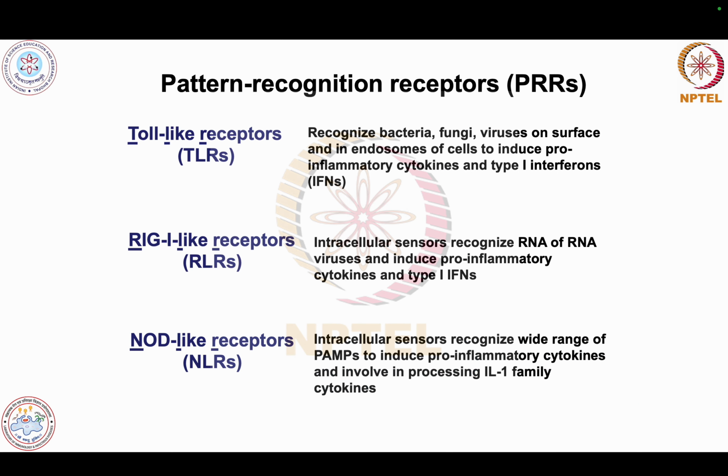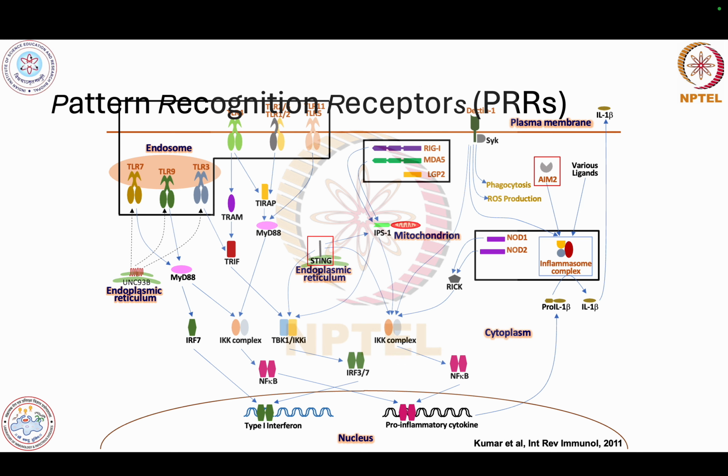So pattern recognition receptors, or TLRs. Pattern recognition receptors are toll-like receptors, RIG1-like receptors, and NOD-like receptors. Toll-like receptors recognize bacteria, fungi, viruses on surfaces and in endosomes of cells to induce pro-inflammatory cytokines and type 1 interferons. RIG1-like receptors, intracellular sensors, recognize RNA of RNA viruses and induce pro-inflammatory cytokines and type 1 IFNs. NOD-like receptors, intracellular sensors, recognize a wide range of PAMPs to induce pro-inflammatory cytokines and are involved in processing IL-1 family cytokines.